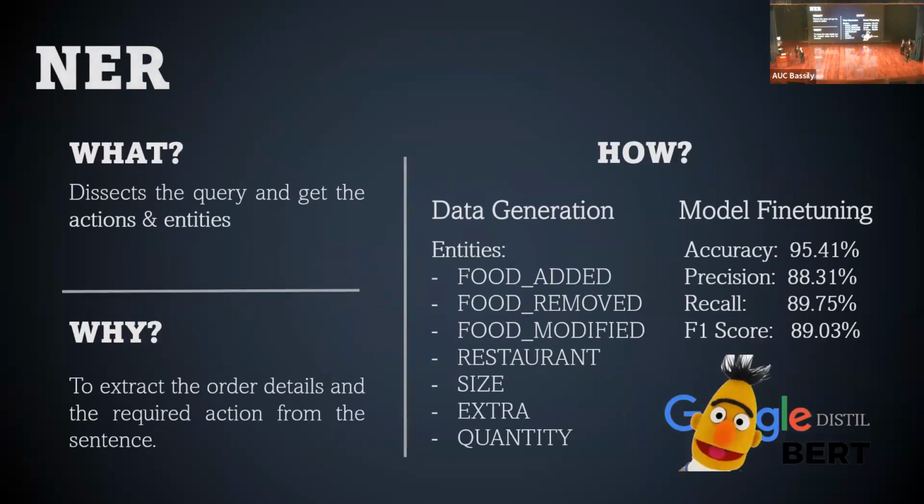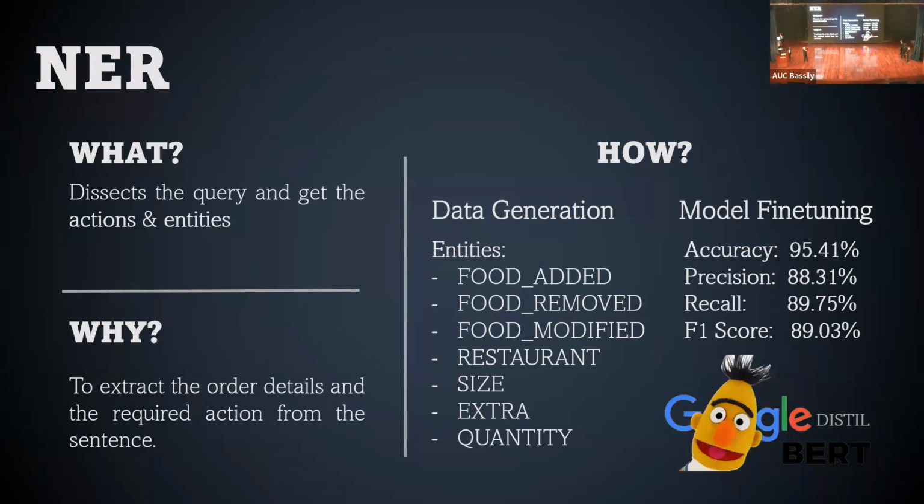In order to extract important information from the user input, we needed a named entity recognition model. This model extracts information such as restaurants and food items, as well as the action that needs to be done to this food item, whether to add it to the order, remove it, or modify it. So how did we build this component? We decided to fine-tune this BERT model. However, we needed a data set for our use case. We needed sentences of users making or modifying orders, as well as the entities that each word belonged to.